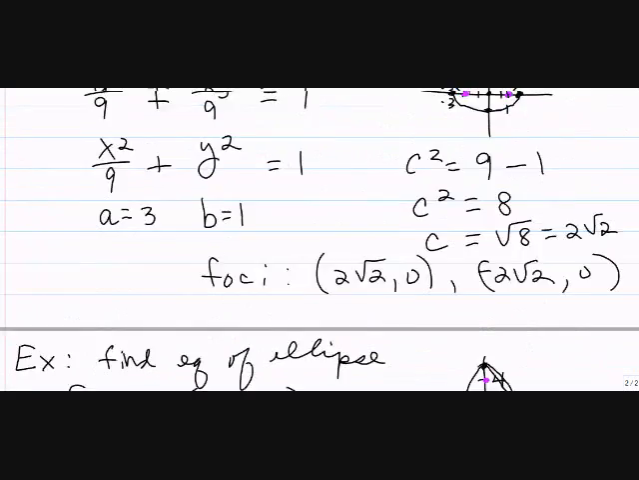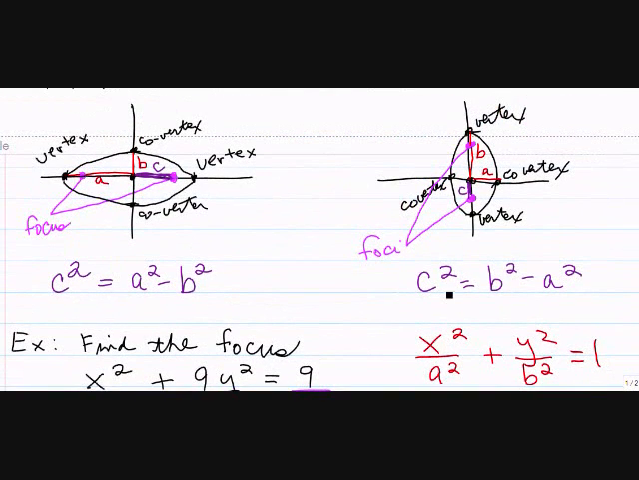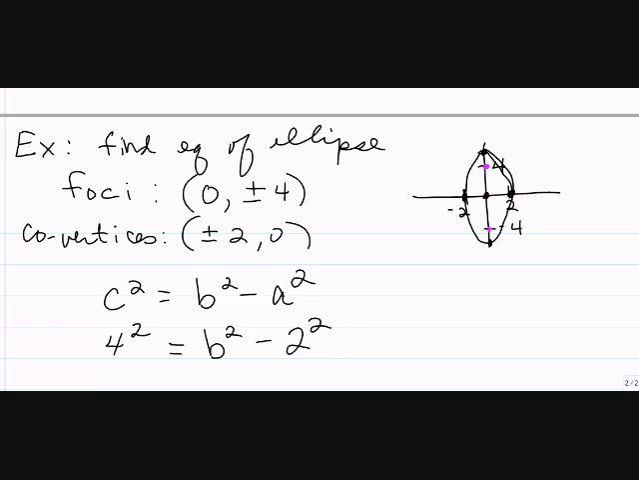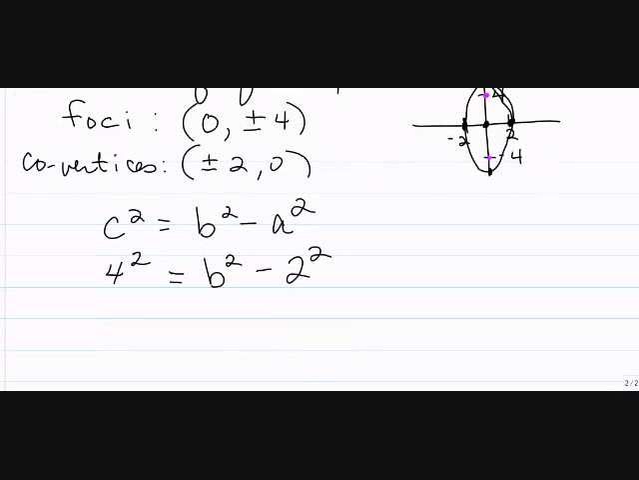So my equation with the distance to the foci is c squared equals b squared minus a squared. I have the distance to my foci is 4, so my c is 4. So that's going to be 4 squared, equals the distance to my vertex up here, which I don't know, so I'm going to leave that as b squared, minus the distance to my co-vertex from my center. Oh, that's 2. So I have 4 squared equals b squared minus 2 squared.